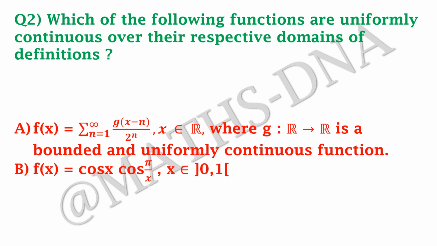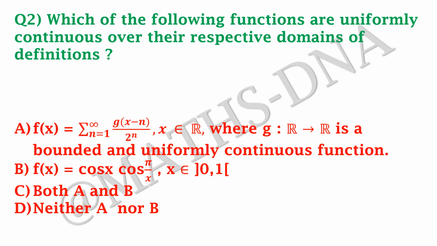Second, f(x) is equals to cos x into cos pi by x, where x belongs to open interval 0, 1. The third, that is both A and B are true, and C, neither A nor B is correct. So for this you need to go through the topic of uniformly continuous over their domains.